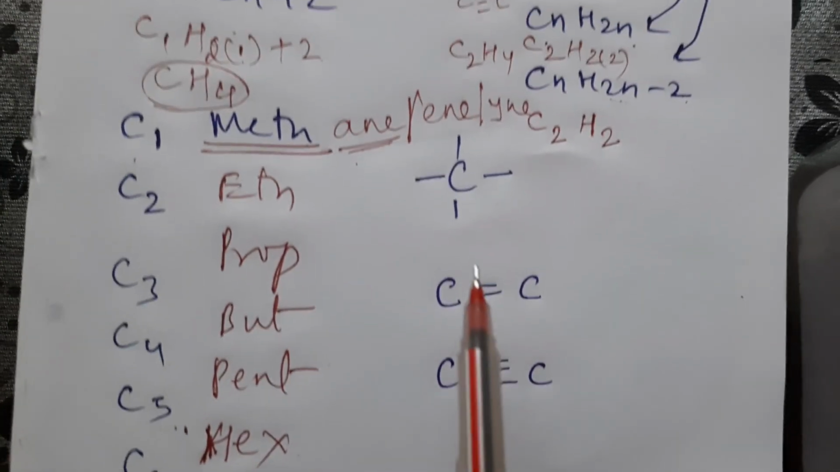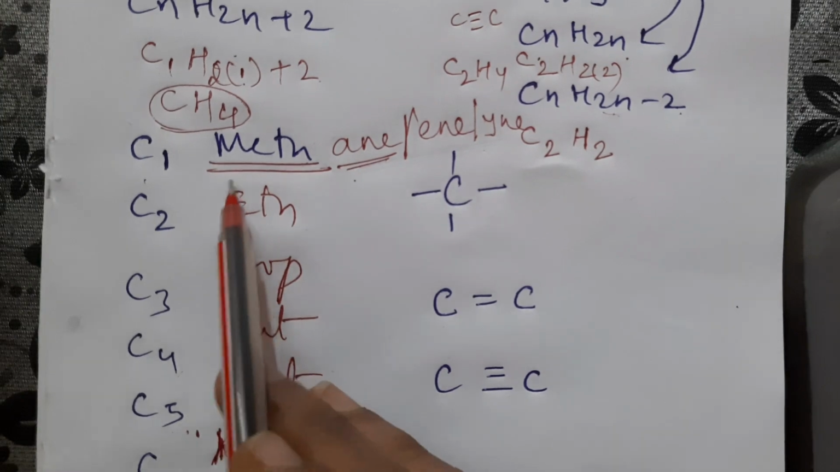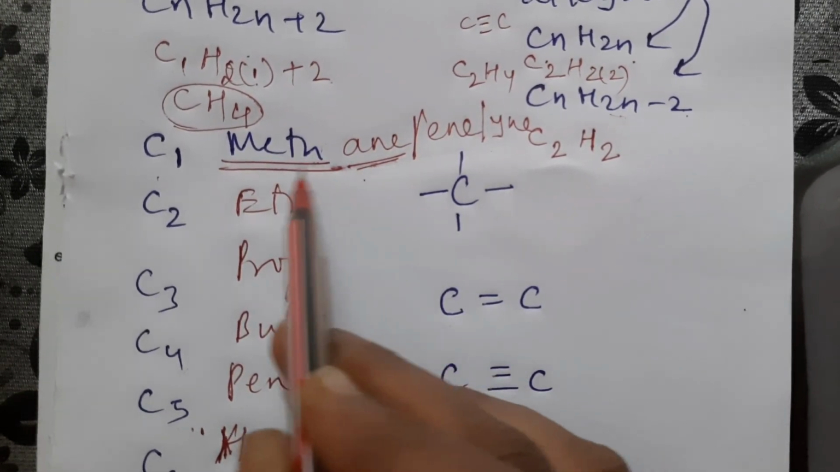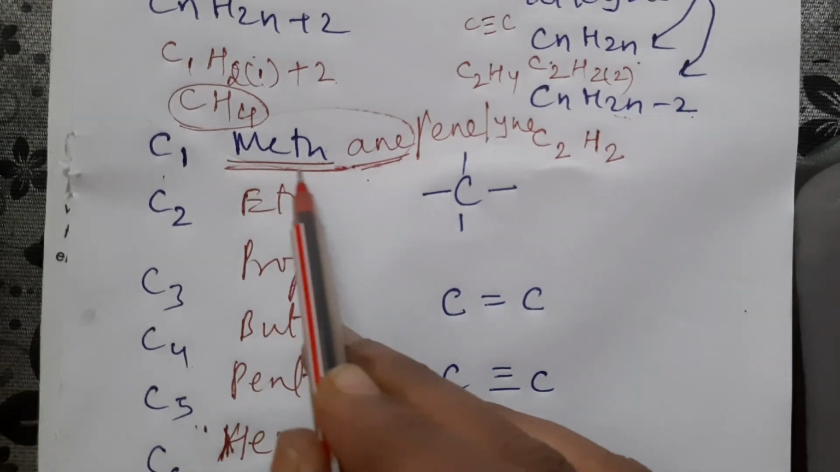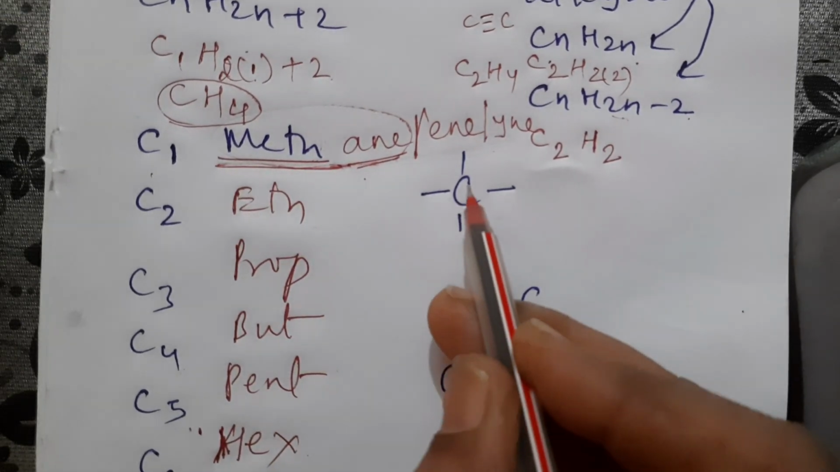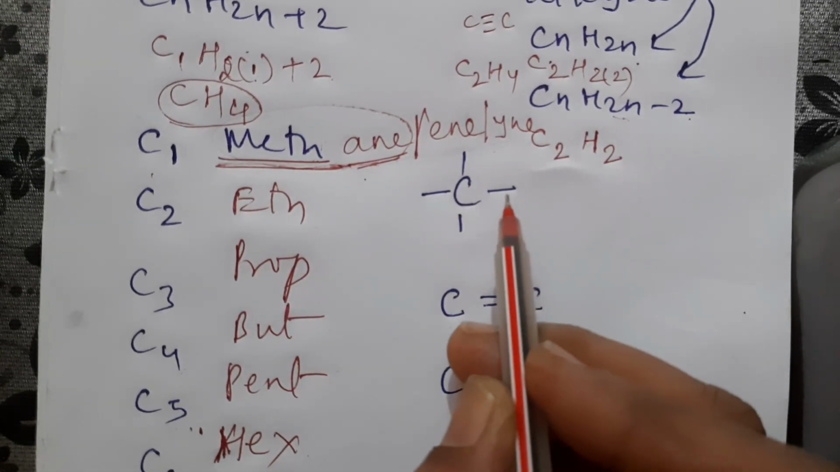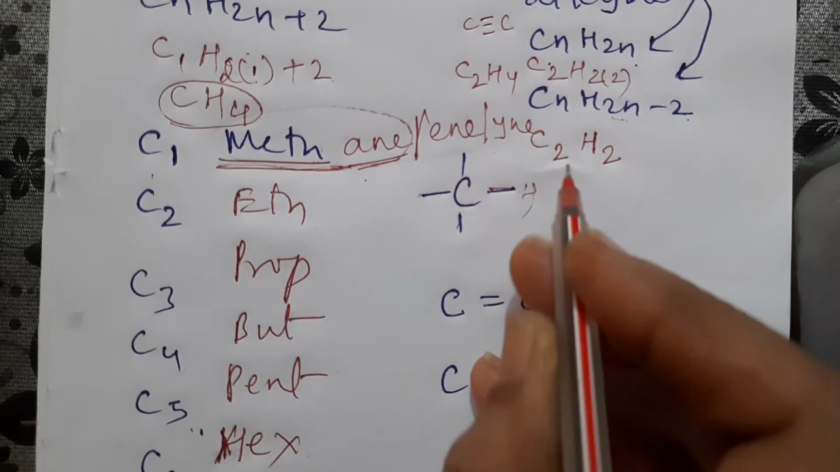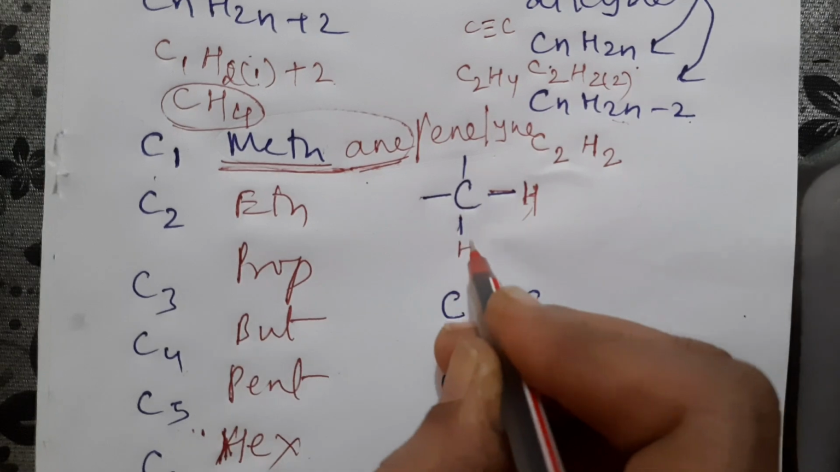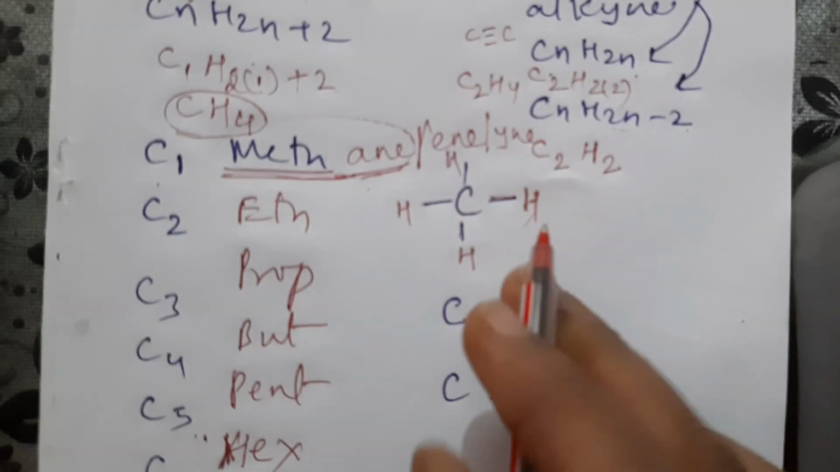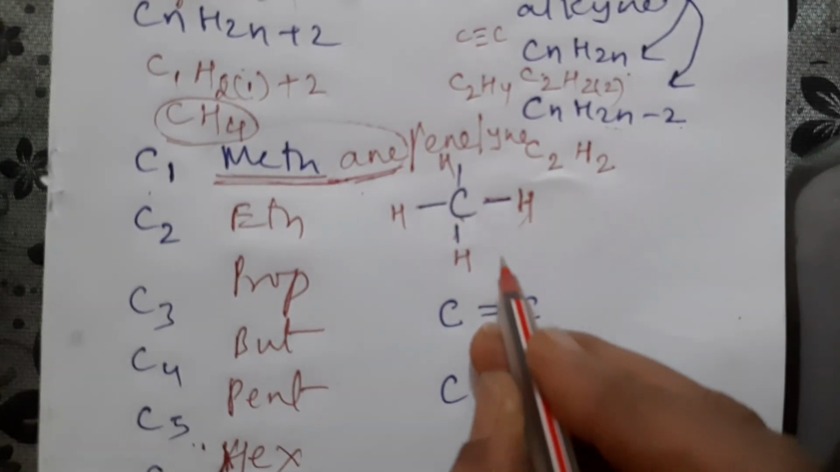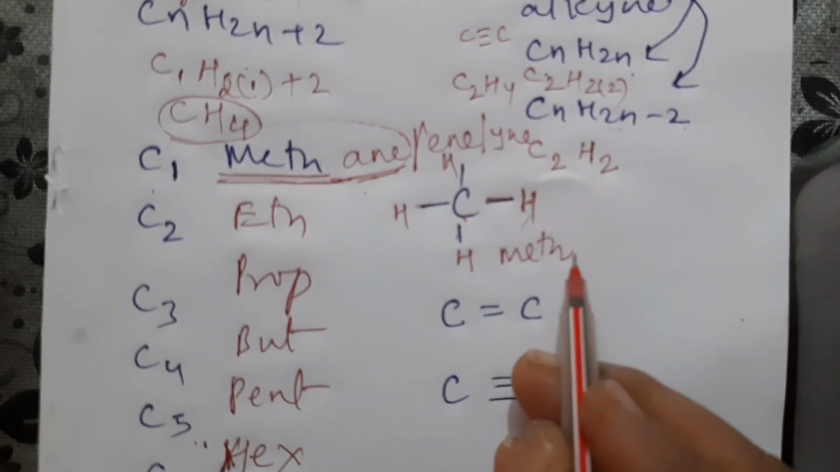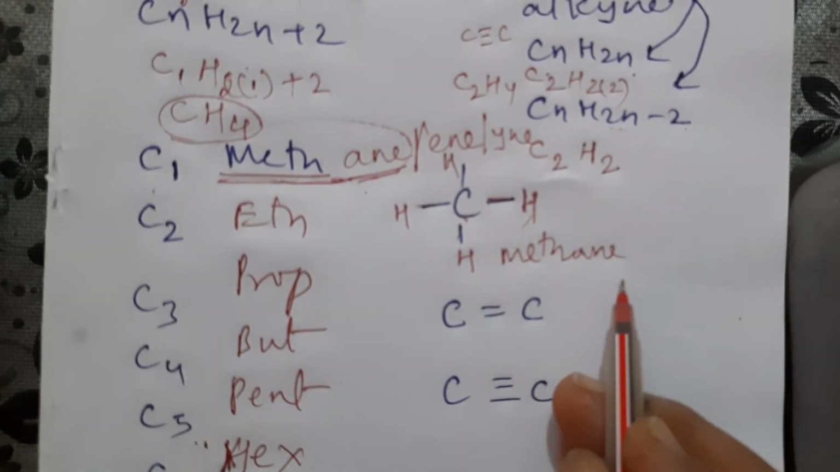Suppose one carbon is there, we call it meth, as the first member is meth, and if a single bond is there we call it ane. So methane is the first member of alkane derivative. Now carbon's valency is 4, so it will satisfy its 4 valencies with 4 hydrogen. Count the carbon first. As one carbon is there, we write the prefix meth, and we are seeing only a single bond, so ane, thus the name is methane.